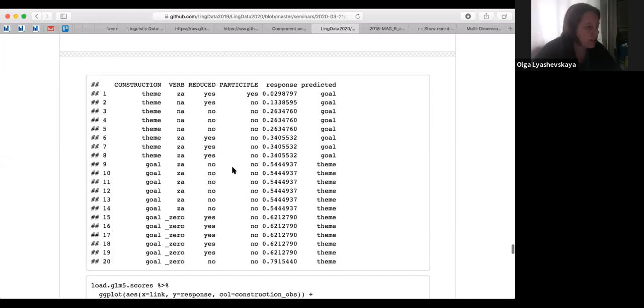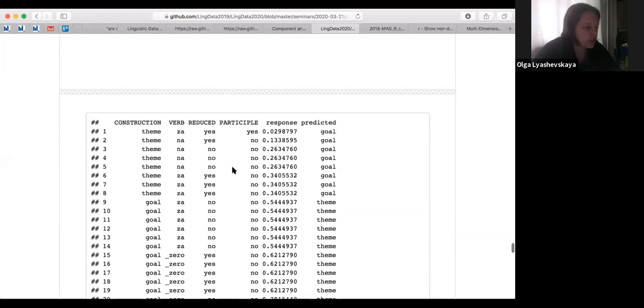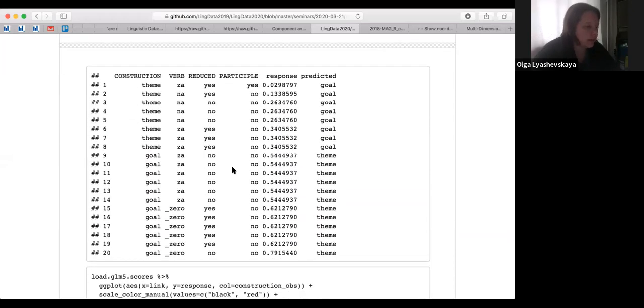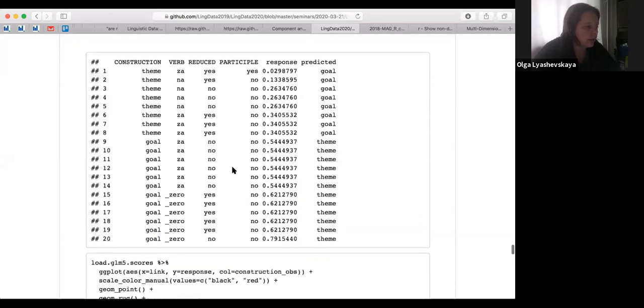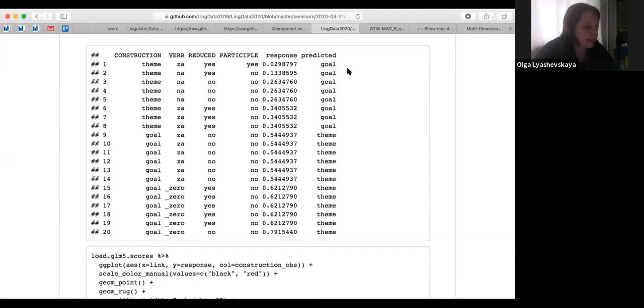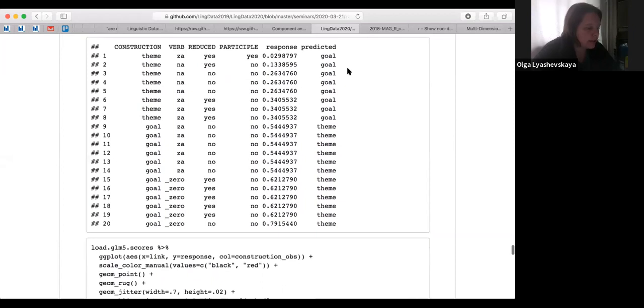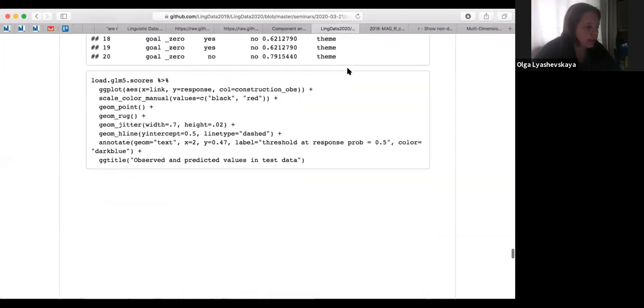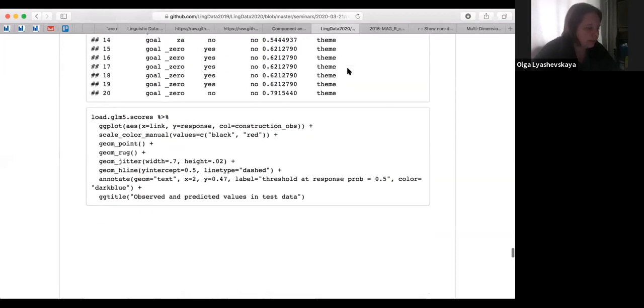So here I just show the set of predictors, and the dependent variable, such as construction. And I see the response and what is predicted. So we look at misclassified examples and see what happens here.